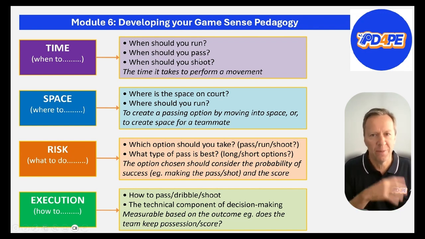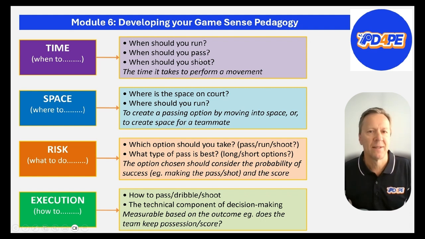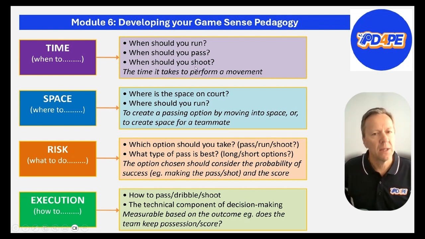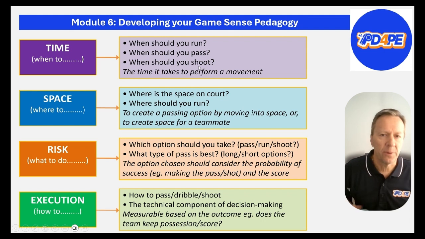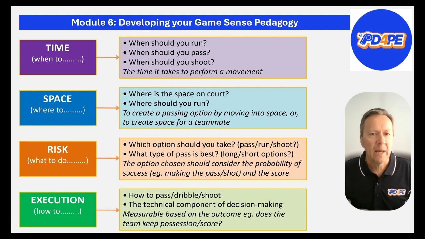So if we have a look at some of those words from the last slide, in terms of time, we would predominantly use a when. So when should you run? When should you pass? When should you shoot? And they're all related to how much time that the person's got in order to perform a movement. Space, so where is the space on the court? Where should you run? And that is to create a passing option or to create space for a teammate.